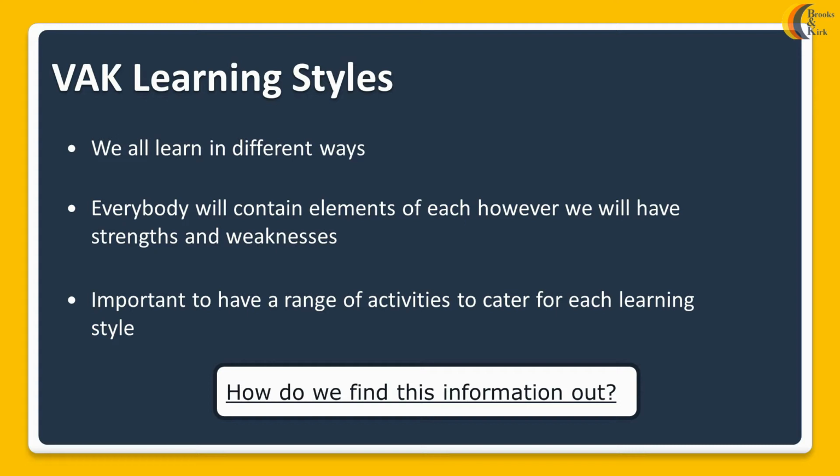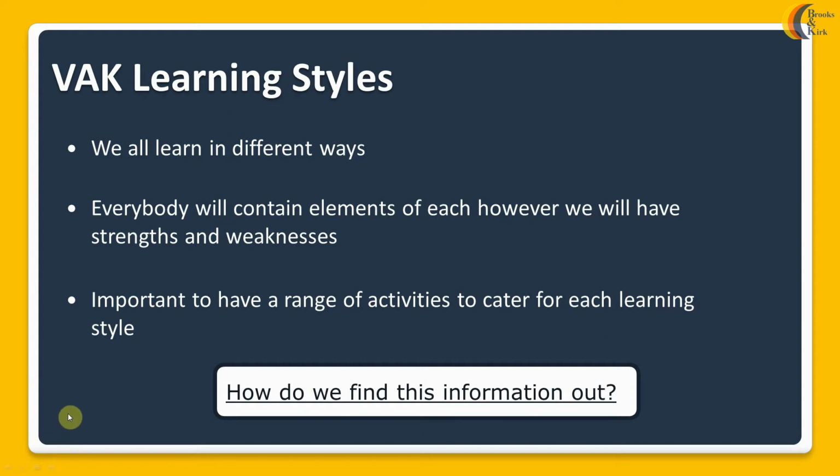Now, everybody learns in different ways. We have some strengths and some weaknesses, but to a point, everybody will have a mixture of all three learning styles. It's our job as teachers to ensure that everybody has the best ability, the best shot at learning in their preferred style. How do we find out this information?